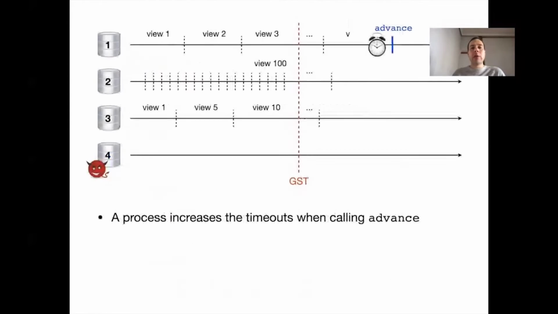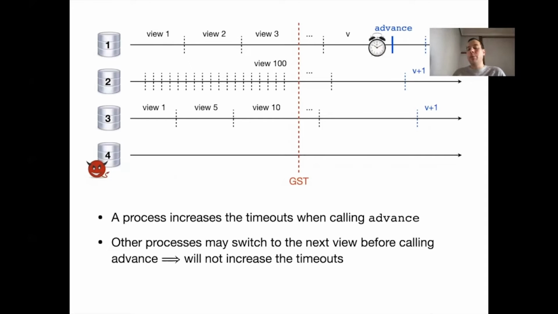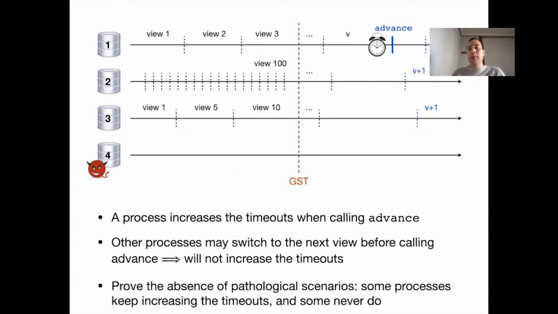What's more surprising here is that you need to be a bit careful about this in the proof. Let's say process 1, its timer expires and it calls advance. Then what may happen is that this may lead all other processes to switch to the next view very quickly, for example, if faulty processes cooperate. And because these processes' timers didn't expire and they didn't call advance, they will not actually increase their timeouts. And so one part of the proof is to actually prove the absence of pathological scenarios where some processes keep increasing timeouts because they're the first ones to call advance, and some processes never do increase timeouts. And so this is something we address in our proof.